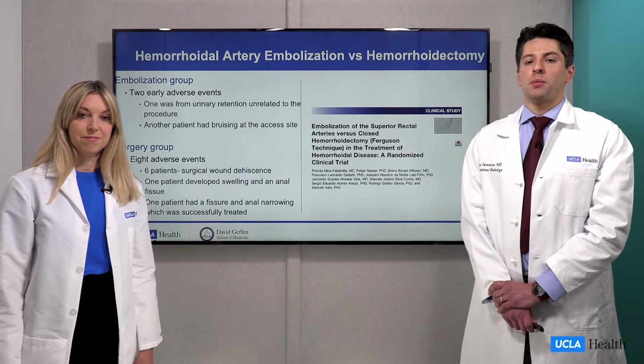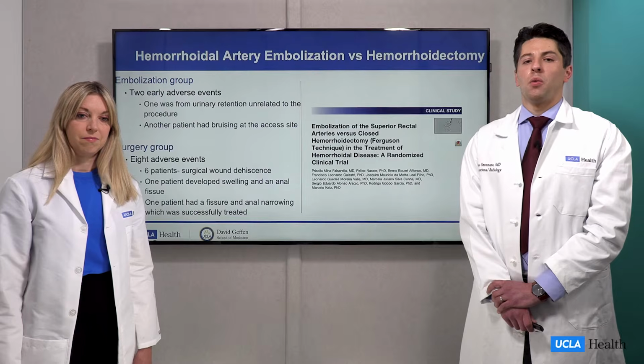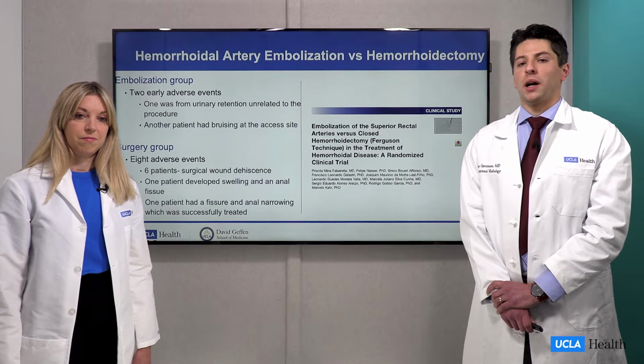In the embolization group, there were 2 adverse events, only one of which was procedure-related. This was self-limiting bruising at the arterial access site. There was no evidence of any anal rectal complications seen in anyone in the embolization group. On the other hand, in the surgical group, there were a total of 8 adverse events. This included 6 patients with wound dehiscence, 1 patient with postoperative edema and an anal fissure, and 1 patient with anal stenosis requiring outpatient dilation.